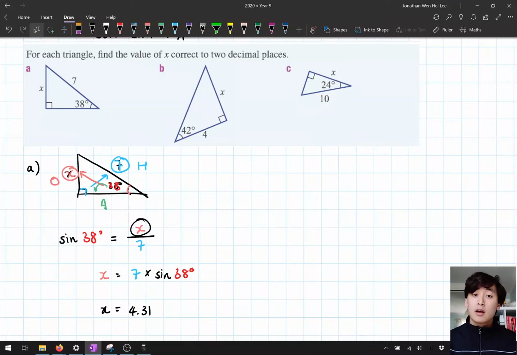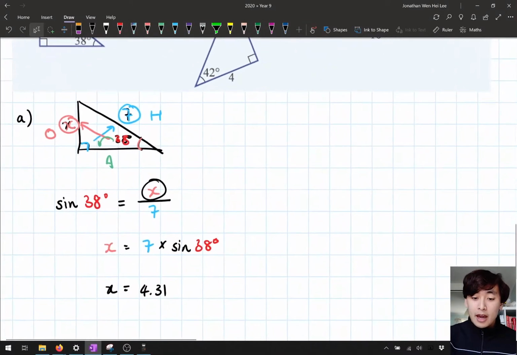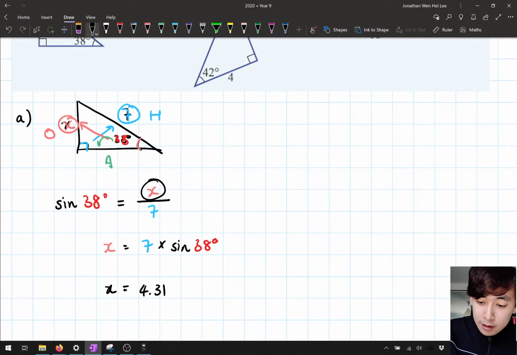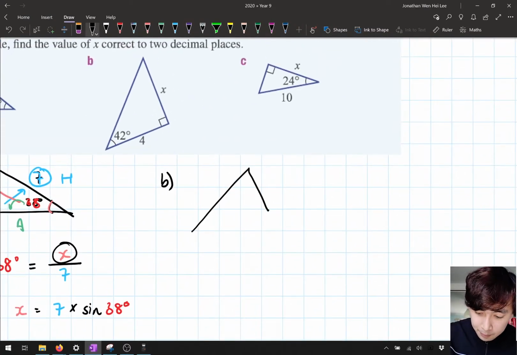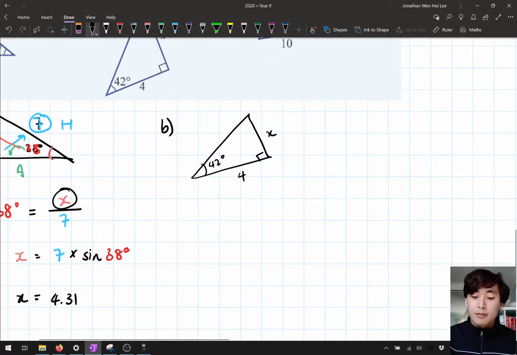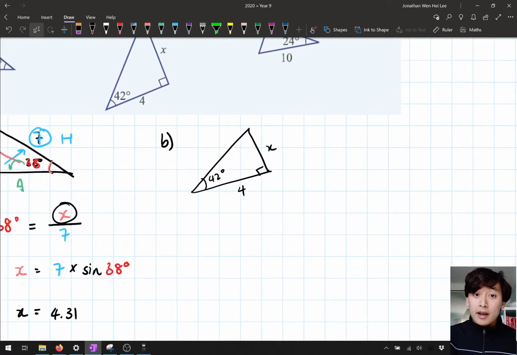4 steps. Let's have a go at another example then. Okay, example B. I have this triangle over here. I've got a right angle, I've got X, this is 42 degrees, and I've got 4 over here. Okay, first step, as always, label the sides.